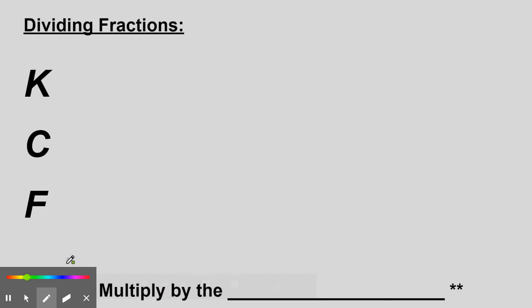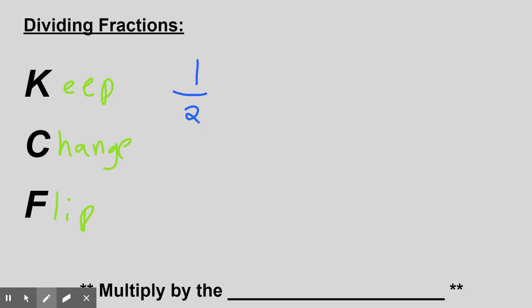So in fifth grade, you probably used the term keep, change, flip when it came to dividing fractions. We're still going to use this in sixth grade. So for example, let's say I have 1/2 divided by 3/4. I need to make this into a multiplication problem because I can't divide with my fractions.